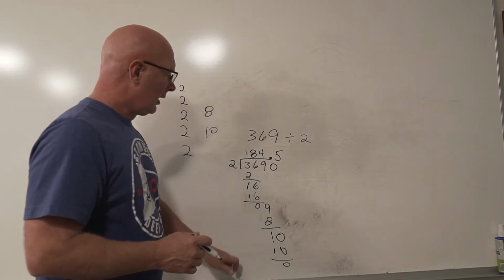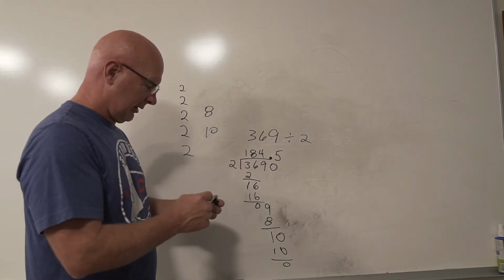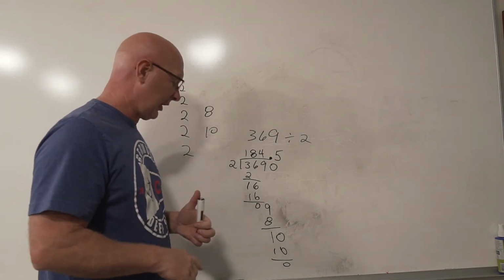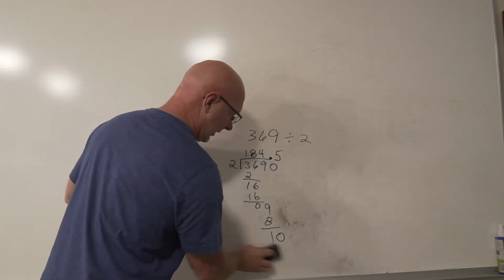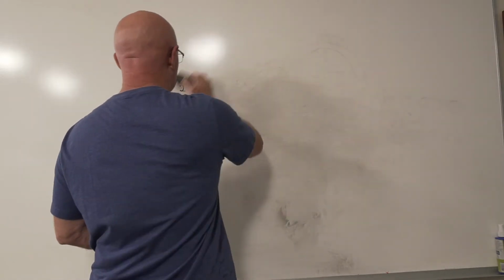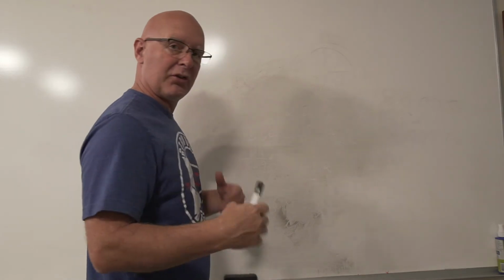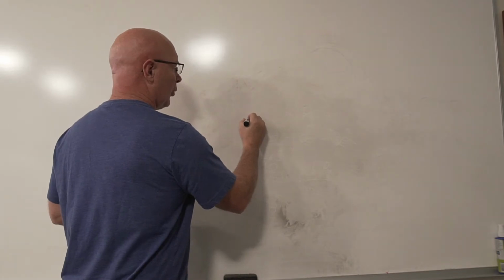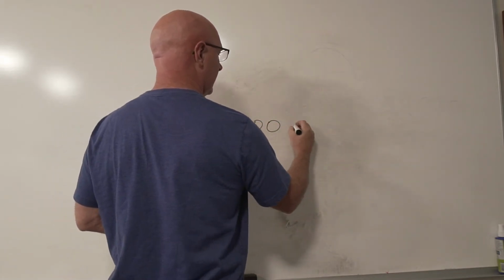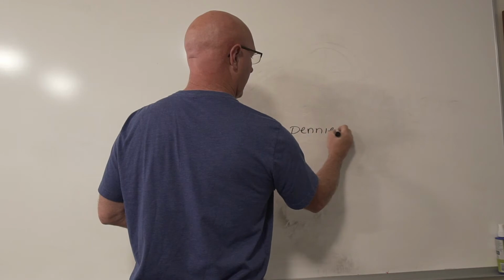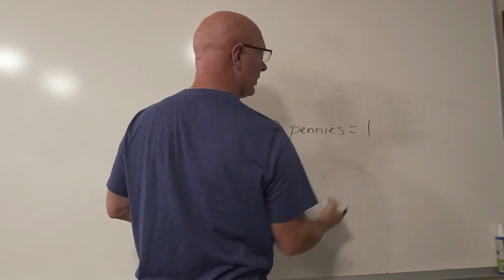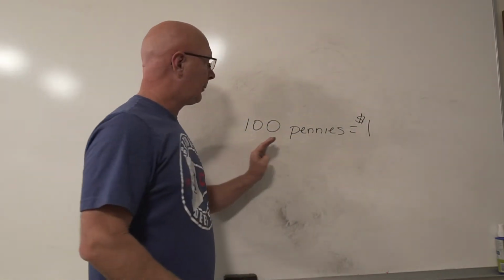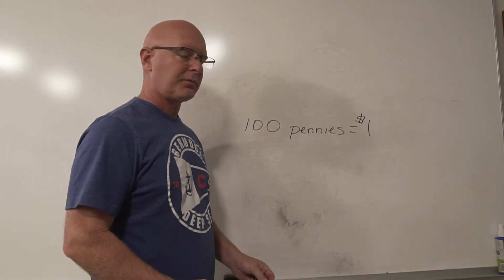Now, this decimal point is introducing something that you guys use every day and you don't really think about it. So let's talk about this decimal point. And we can also talk a little bit about percentages as well. So we all know that 100 pennies equals $1. And you write a dollar like this. So 100 pennies equals $1.